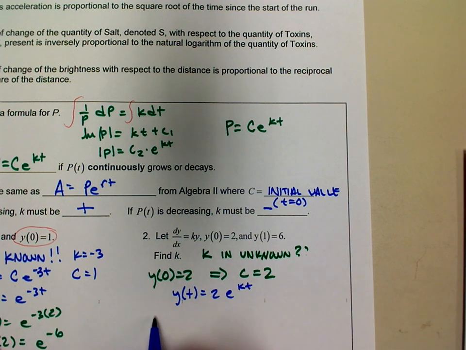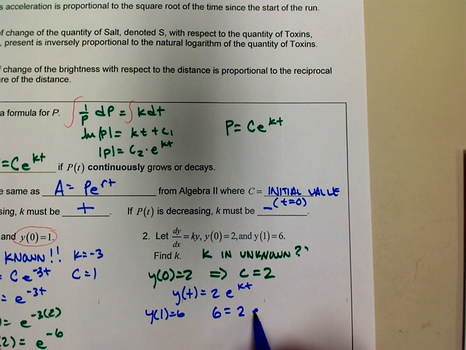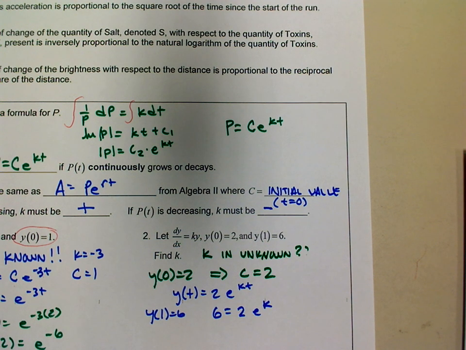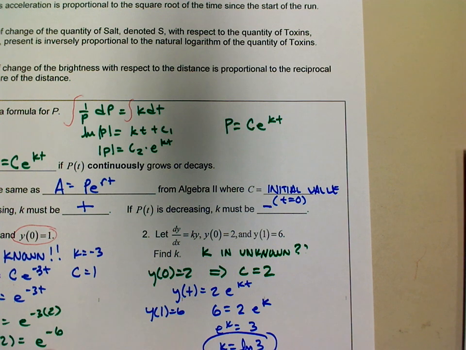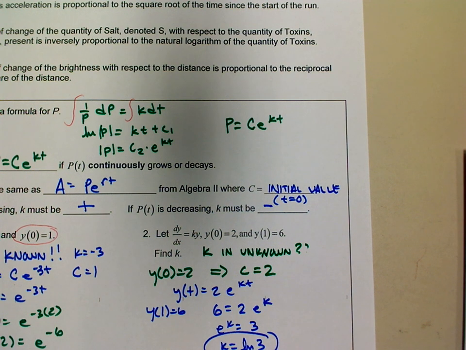Let's use our second value, and that's y of 1 equals 6. So 6 has to equal 2 times e to the 1 times k, or just k power. Divide by 2. That means e to the k equals 3, or k equals the natural log of 3. That's our k value.